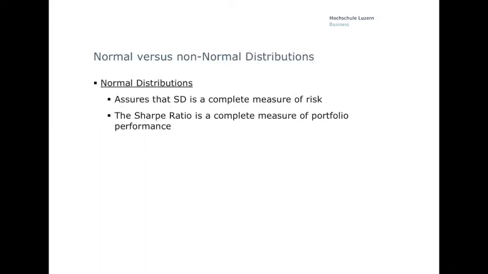Normal versus non-normal distributions. As we noted in the previous session, normality of excess returns hugely simplifies portfolio selection. Normality assures us that standard deviation is a complete measure of risk, and hence the Sharpe ratio is a complete measure of portfolio performance.